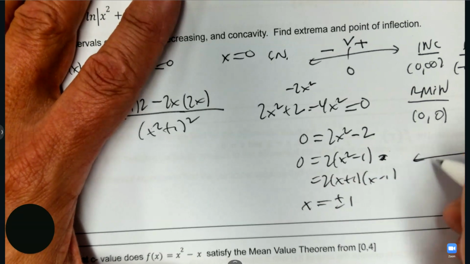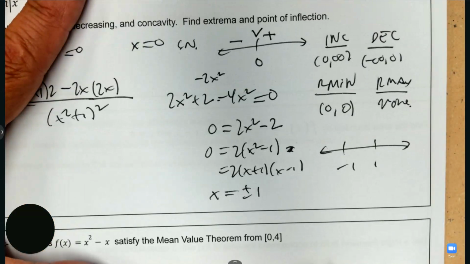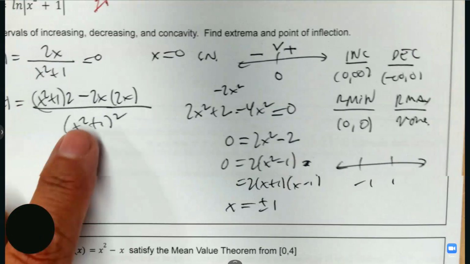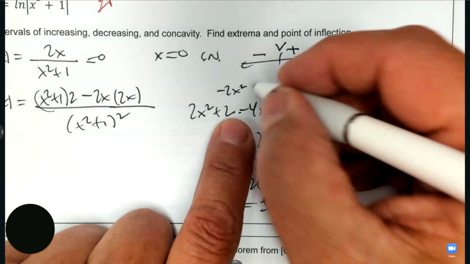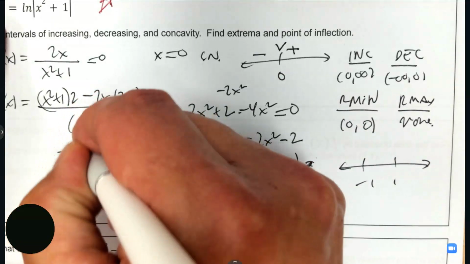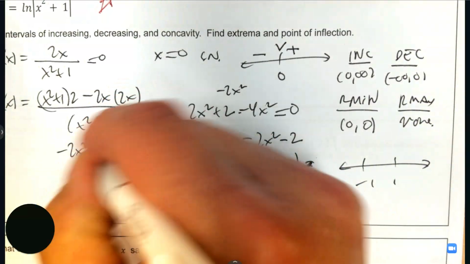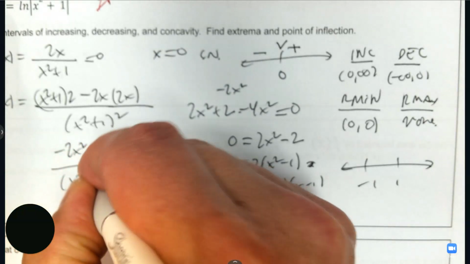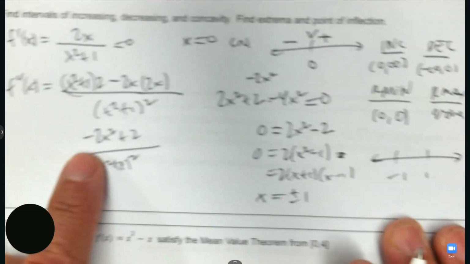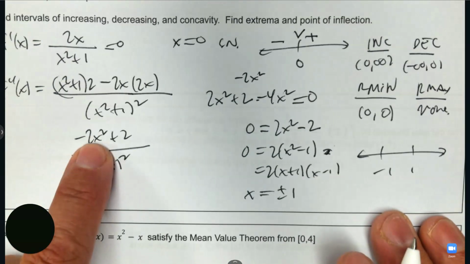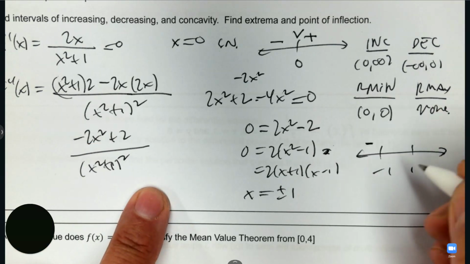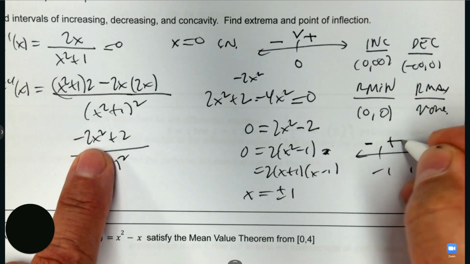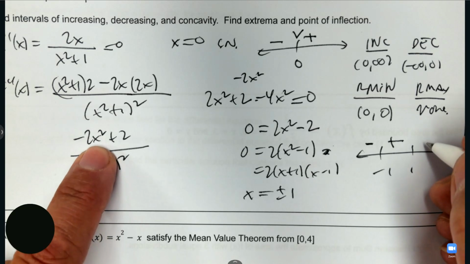So if I drew a number line for positive and negative 1, the bottom is always positive. The numerator is just negative 2x squared plus 2. So when I plug in, I'm plugging into this. So if I plug in a negative value, square a negative, that's going to give me a negative number, divide by a positive. If I plug in 0, if I plug in a high positive number again, it will give me a negative answer.